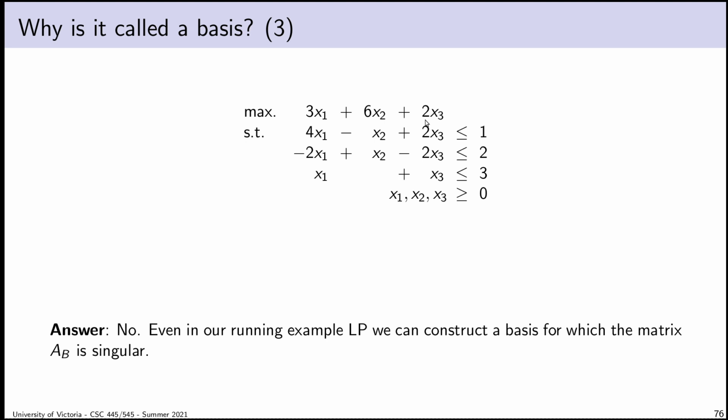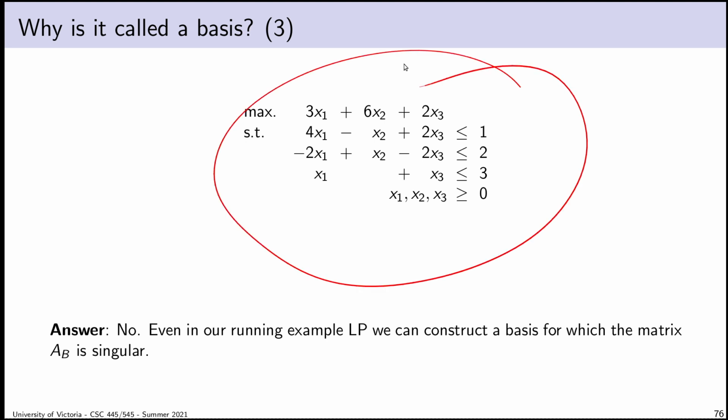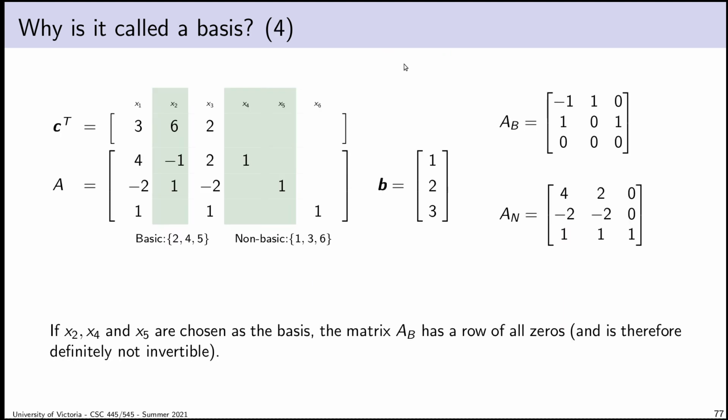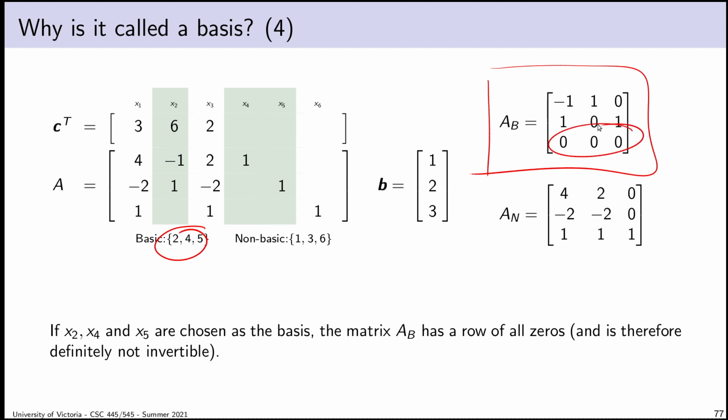Even in the LP we've been working with this whole time, my running example of an LP, I can show you an alleged basis for which AB is not invertible. Here's my big matrix A, and suppose I tell you that the basis is x2, x4, x5. If you pull out those columns to form the matrix AB, you get this. And notice that, quite conveniently for proving this point, it even has that telltale row of all zeros.